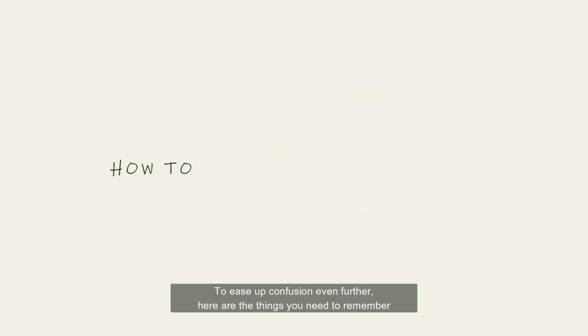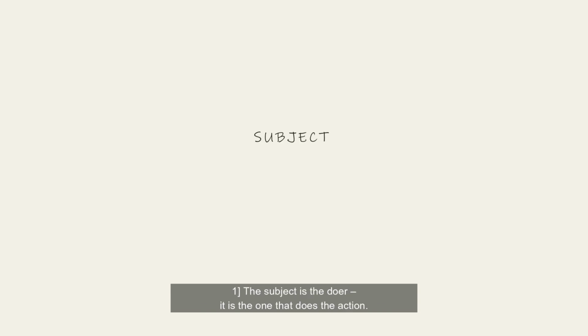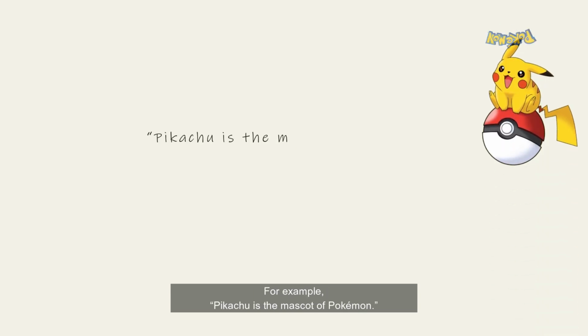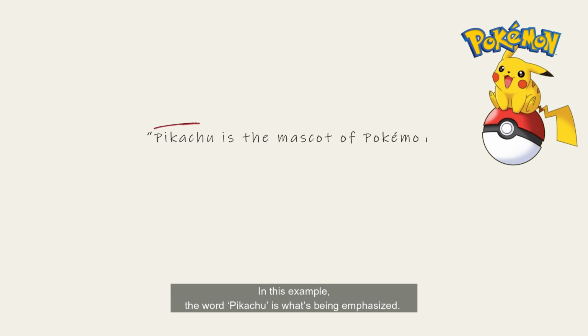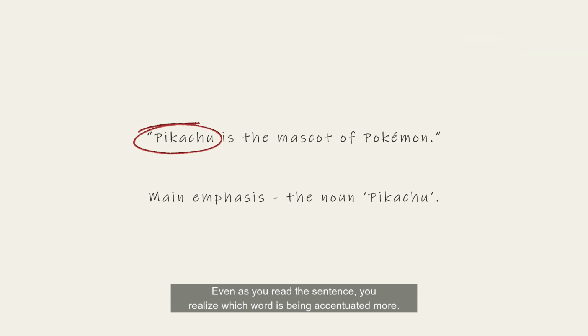To ease up confusion even further, here are the things you need to remember when pointing out or identifying the subject. Number 1. The subject is the doer, it is the one that does the action. It's the main topic of a sentence. For example, Pikachu is the mascot of Pokemon. In this example, the word Pikachu is what's being emphasized. Even as you read the sentence, you realize which word is being accentuated more.